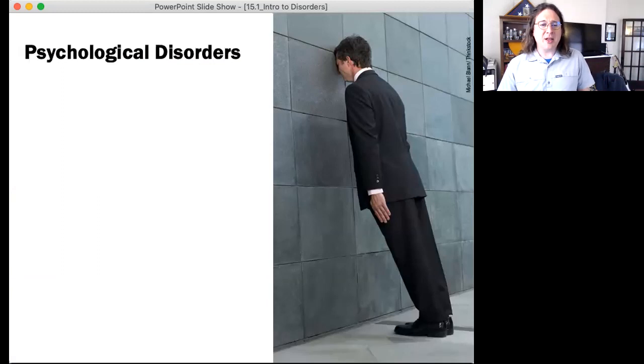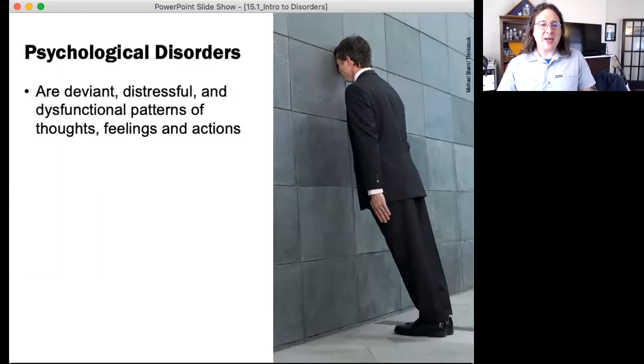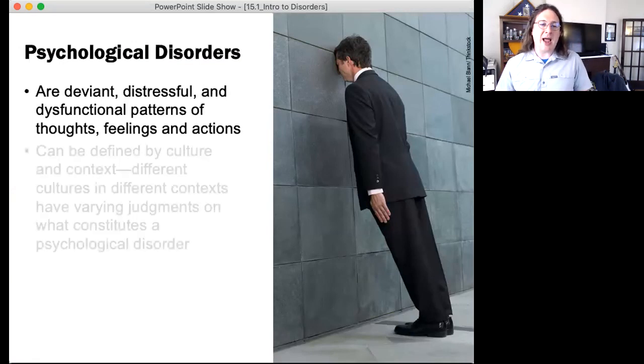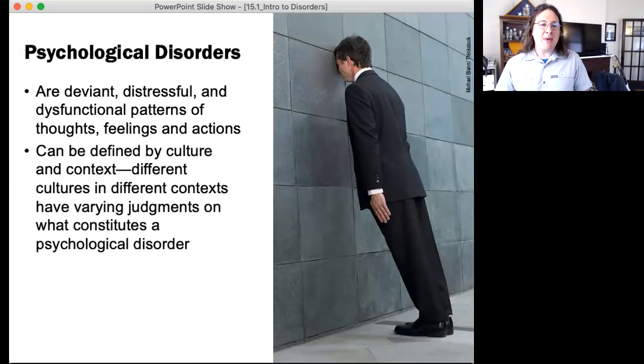But anyway, psychological disorders, as I mentioned, are deviant. We call these the 3Ds. If you want to remember these, any of you going into the field will be very familiar with this. Deviant, distressful, dysfunctional patterns of thoughts, feelings, and actions. So what do I mean by deviant? Deviant means not normal, right? We look at things as deviant when a majority of other people are not doing those things, right?